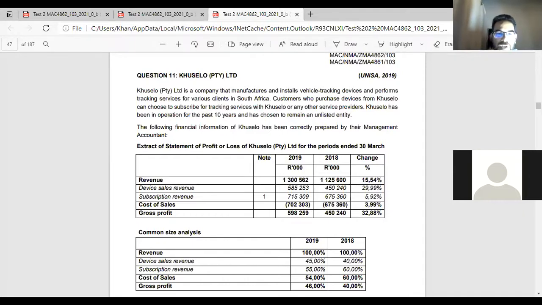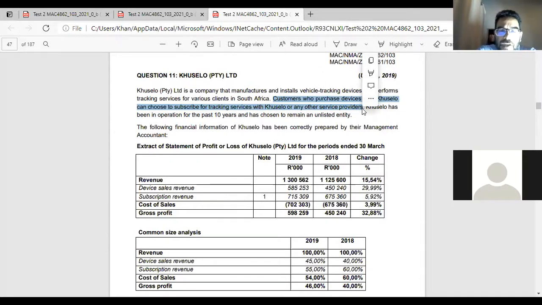Okay, so if you read again, in sentence number one, Kuselo PTY LTD is a company that manufactures and installs vehicle tracking devices and performs tracking services for various clients in South Africa. So in that sentence, what we pick up is a private company that manufactures and installs vehicle tracking services. That's number one. And then they perform tracking services for various clients in South Africa. Then they say customers who purchase devices from Kuselo can choose to subscribe for tracking services with Kuselo or any other service providers. Why I want to bring that to your attention, it's not that it's going to matter over here, but that would matter in a financial reporting question.